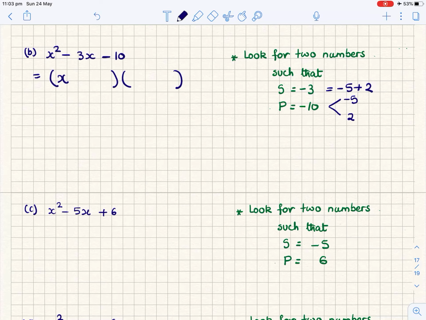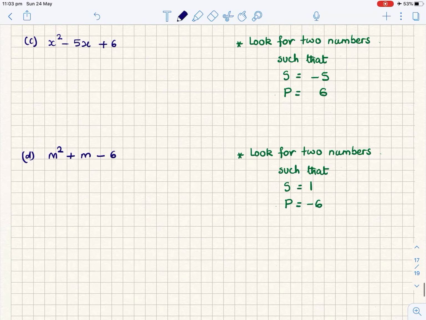Write x in each of the parentheses and then write down the two numbers, negative 5 and 2. And if you again expand, you get x squared minus 5x plus 2x minus 10.